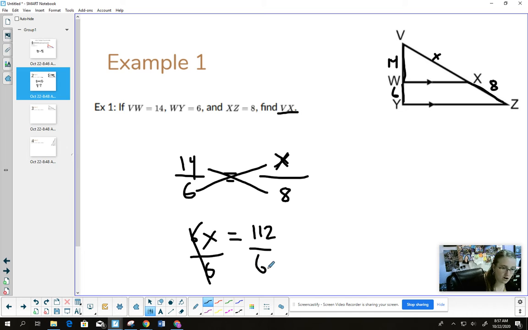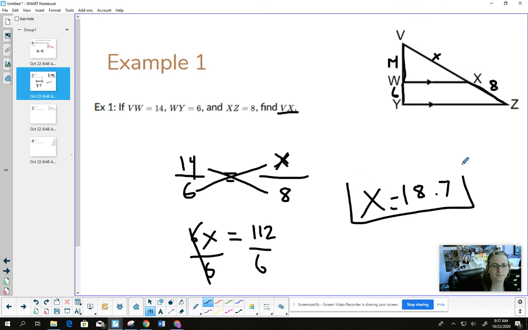112 divided by 6. Our answer is going to become a fraction or a decimal. I'll go ahead and write it as a decimal. We'll round this off to 18.7. And that's how these work.